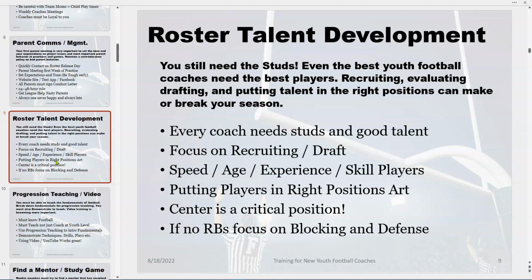So the other thing is recruiting, your roster talent, your development, how you're evaluating people.